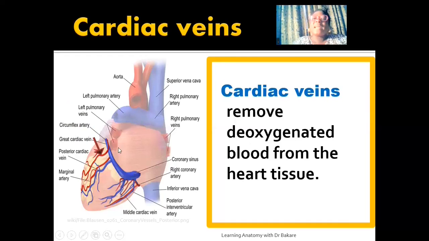And after supplying the heart tissue with oxygenated blood, the heart will use up the oxygen content in the blood to carry out its own metabolic activities, after which the remaining blood will become deoxygenated, and this will be collected through the cardiac veins. And these are the cardiac veins here highlighted in blue. So you can see that on the surface of the heart, you have the coronary artery, which helps to supply oxygenated blood to the heart tissue, and you have the venous blood being collected through the cardiac veins, and this is what is highlighted in blue.